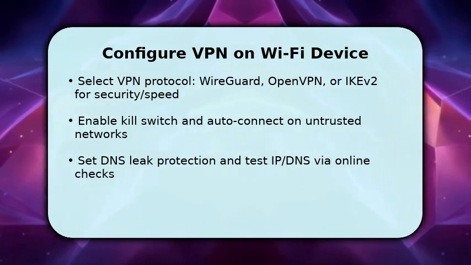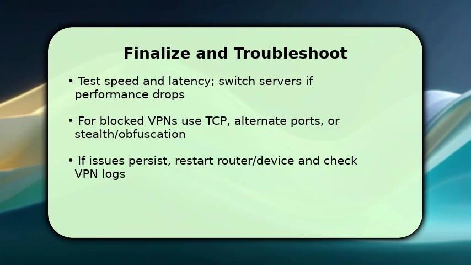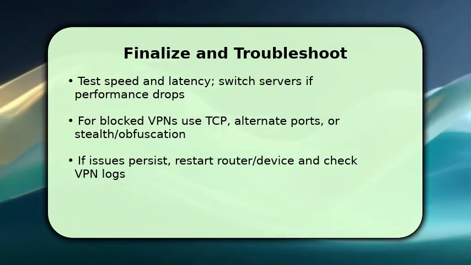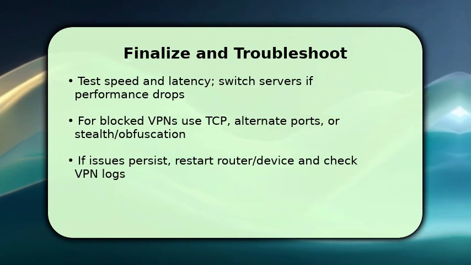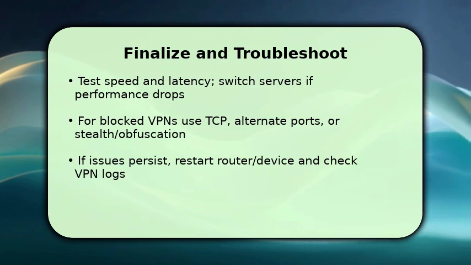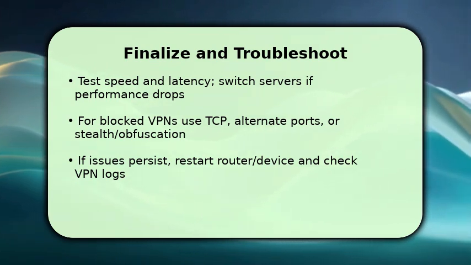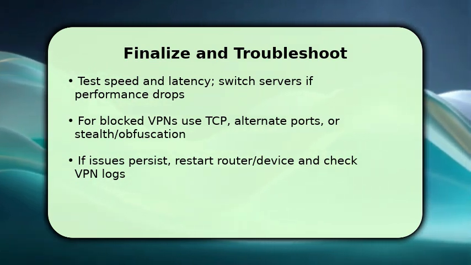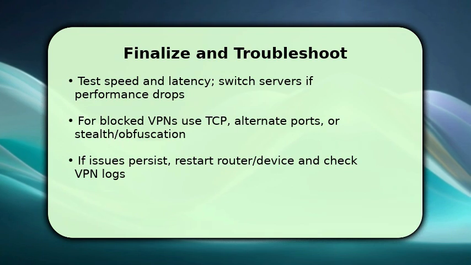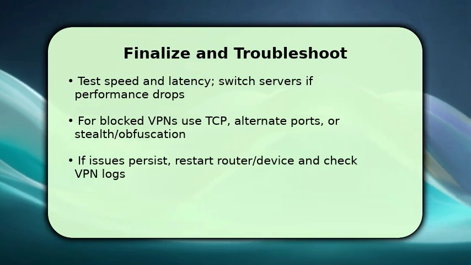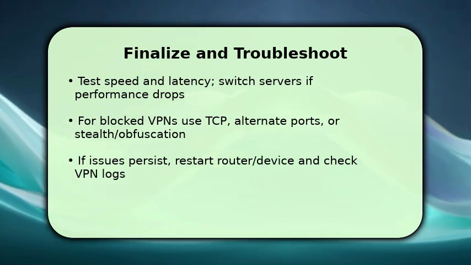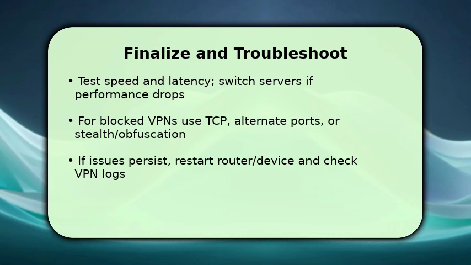Finish by validating performance and having a plan for problems. Run a speed test. If throughput or latency is poor, try a different server or protocol. If a network blocks VPNs, switch to TCP, try alternate ports, or enable obfuscation in the app to bypass filters. If connectivity fails, restart your router and device, then check VPN logs or diagnostics for errors. One key tip: temporarily disable local firewalls to identify if they are the cause before making changes.